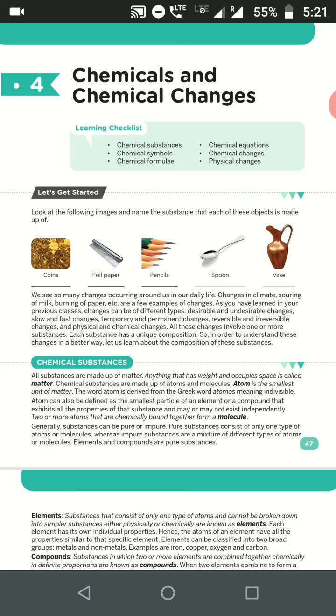Coins. Coins are made up of metal. Foil paper, they are made up of a metal like aluminium foil. Pencil, it is made up of lead, that is graphite. Spoon is made up of metal, that is, it is an alloy, that is steel. Vase, it can be made up of brass or bronze. So we see so many metals in our daily life.